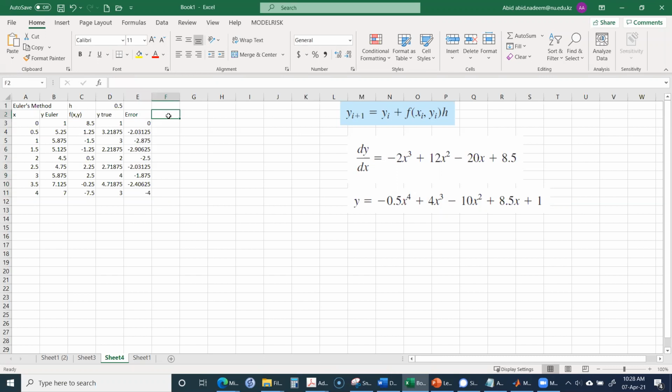So the percent true error in this case is equal to this error divided by the true value, and then we can express it in percentage notation. So it is 0%, and here it is minus 1. So we get the same answers over here for the global error. Okay, so this is the percentage error over here.